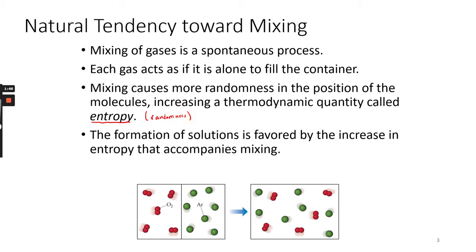And randomness wants to increase. The universe wants to move towards higher entropy, higher randomness. And that's what's driving our gases to mix. The formation of a solution is favorable by increasing the entropy. So they actually mix because they are increasing entropy, and that's what the universe wants.